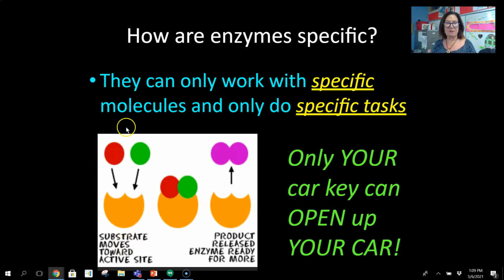So here's a picture where we're going to build two together. We have two different molecules coming in. The enzyme acts on them, and they bond. They become a product, right? Something totally different. So there you go.